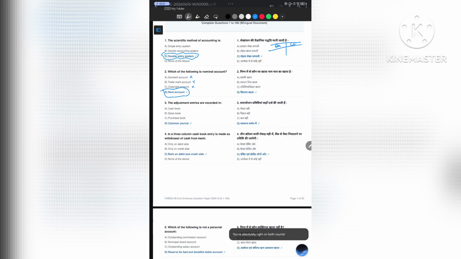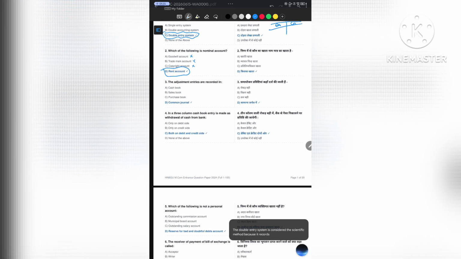You're absolutely right on both counts. The double entry system is considered the scientific method because it records both aspects of every transaction, ensuring that debit equals credit. Now next is: the adjustment entries are recorded in.